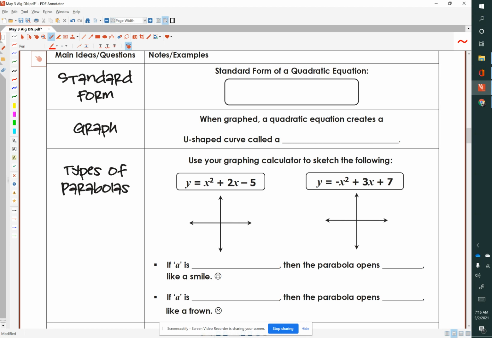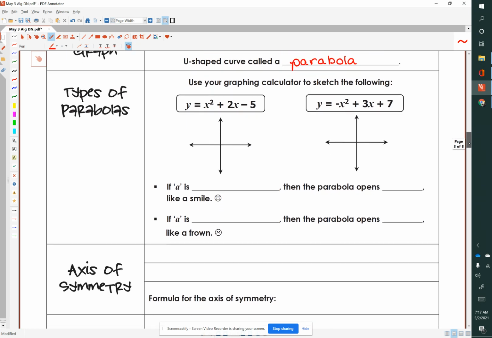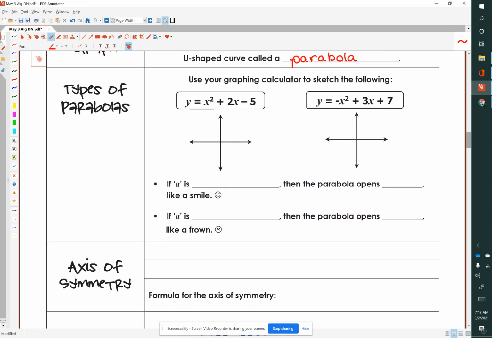The standard form of a quadratic is y equals ax squared plus bx plus c. C is a constant. A and b are coefficients. So when you graph a quadratic, the equation creates a U-shaped curve called a parabola. And I'm sorry we don't have graphing calculators in front of us right now, but if we use Desmos, that's what I'd like you to do.